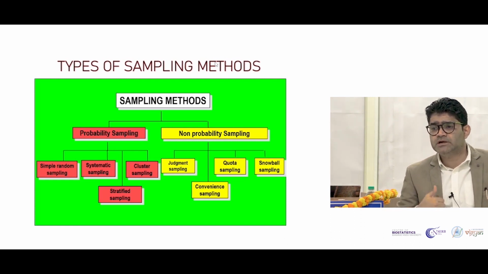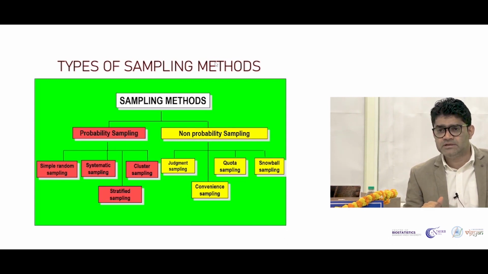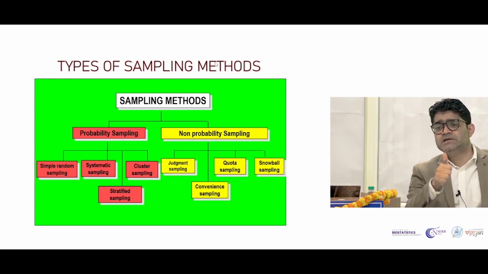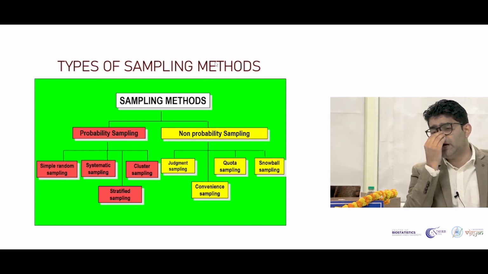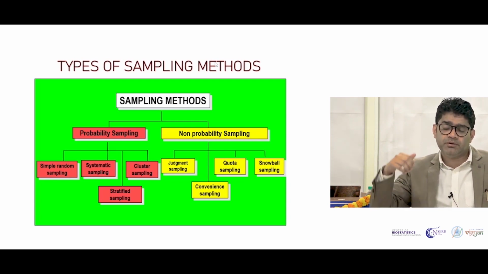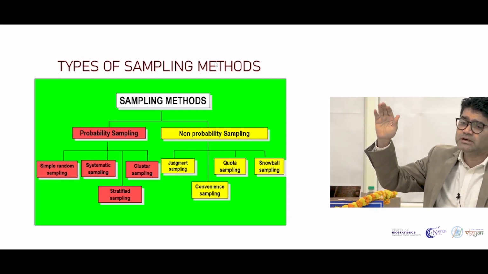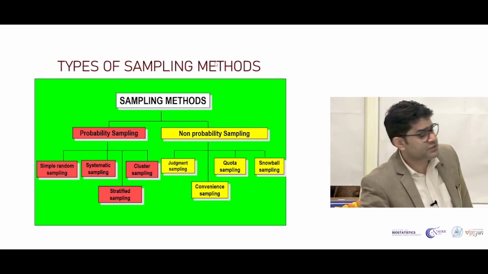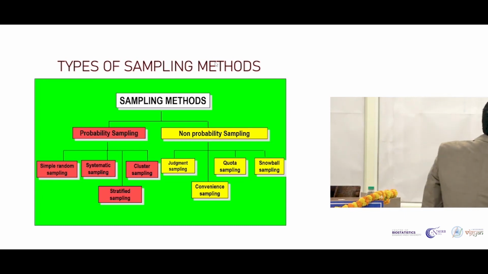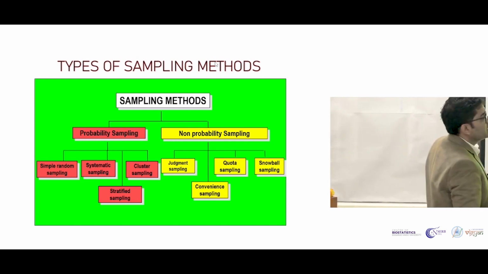Quota sampling. Sometimes the cost involved in stratified sampling is so high that the PI decides that he would specify certain quotas. From the first quota, I would choose 60%. From the second quota, I would choose 30%. And from all the rest of the quotas, I would choose a lesser percentage. So based on his view, he is drawing the samples.